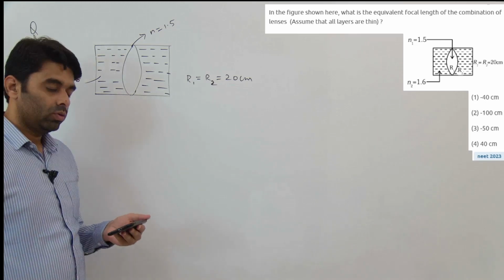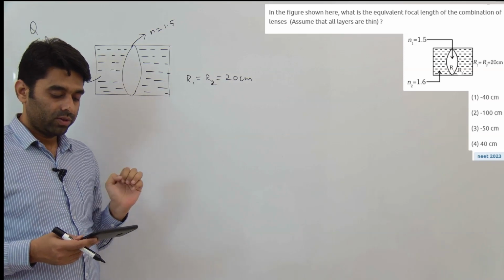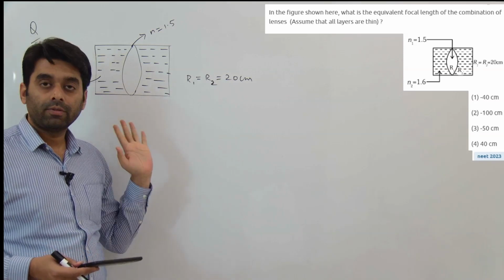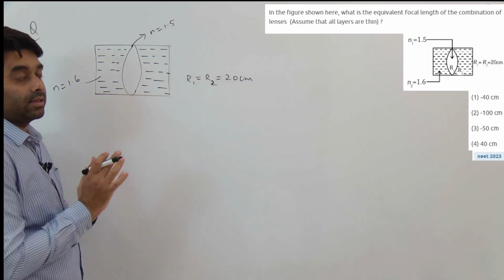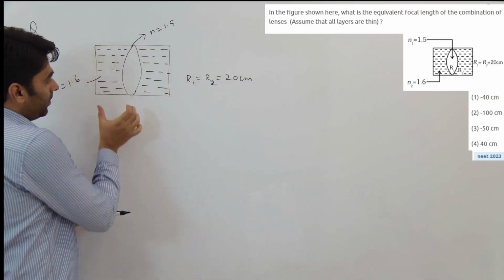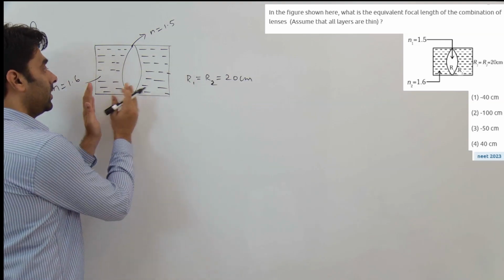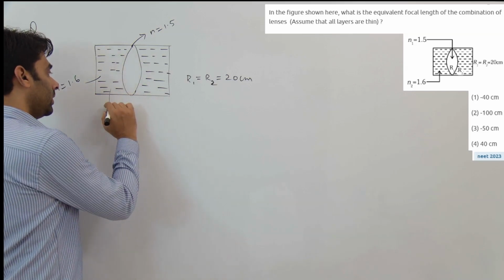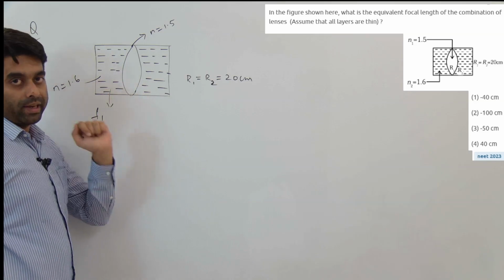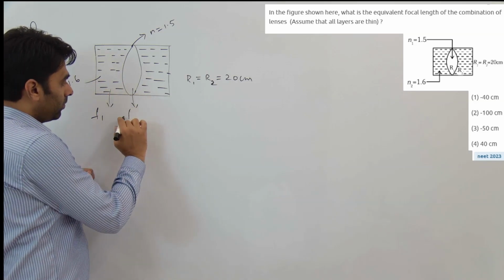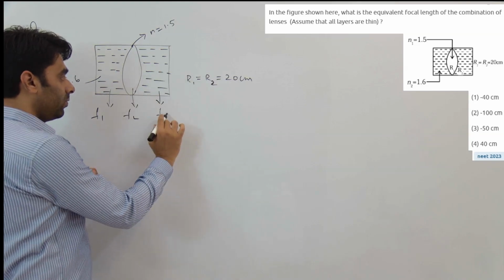So the question that we have is, in the figure shown, what is the equivalent focal length of the combination of lenses? I have drawn it here. If you notice, these are thin lenses basically, although the figure appears as if these are thick lenses. According to the question, we have to consider thin lenses which are combined. So let's say the focal length of this is f1. This is a plano-concave lens. This is f2, a biconvex lens, and this is again plano-concave, with focal length f3.